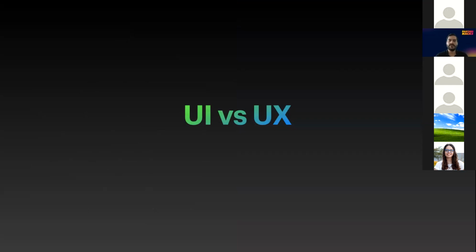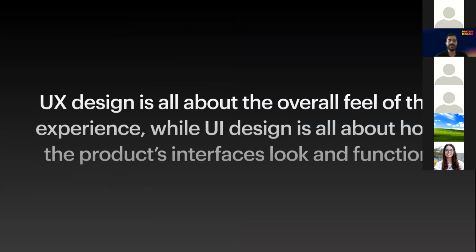So now we're going to talk about what the difference is between UI and UX. To sum it up here, the main difference is that UX design is all about the overall feel of the experience, while UI design is all about how the product interfaces look and function. So UX design considers the user's entire journey to solve a problem. What steps do they need to take? What tasks do they need to complete? How straightforward is the whole experience? And a lot of their work focuses on finding out what kinds of problems the users come up against and how a certain product might end up solving them.